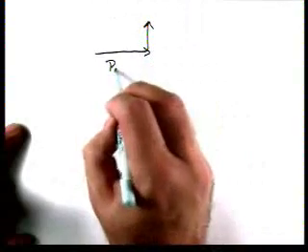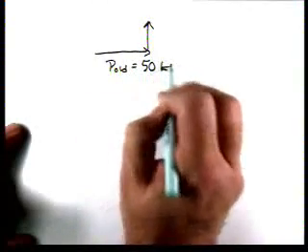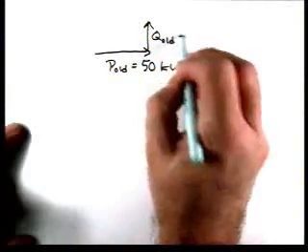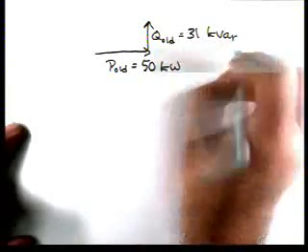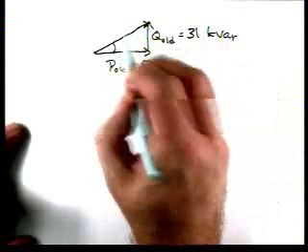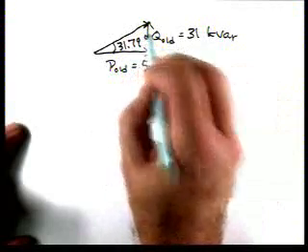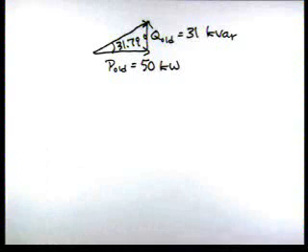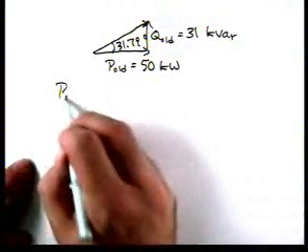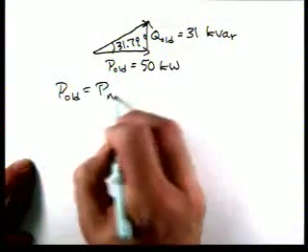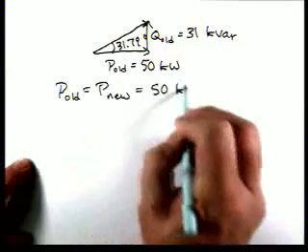So we've completed the first step now. Let's draw a power triangle. So P old equals 50 kilowatts. Q old equals 31 kilovars. And here's this angle, 31.79 degrees. Now, we added a capacitor. Remember, ideal capacitors don't absorb real power. So P old should equal P new, 50 kilowatts.